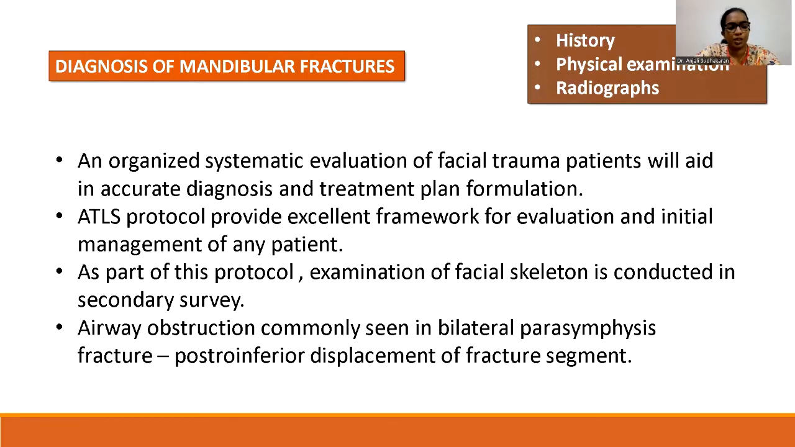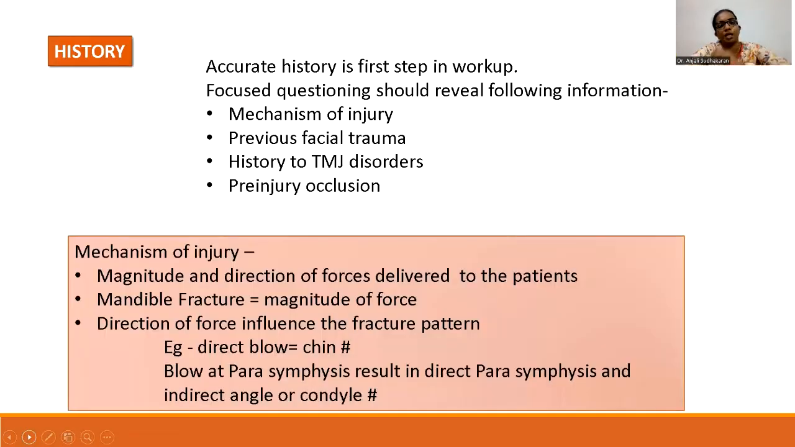Now let's come to the history part. An accurate history is the first step. We have to focus this information on mechanism of injury, previous facial trauma, history of TMJ disorders, and pre-injury occlusion. Now we'll come to each of these in detail.